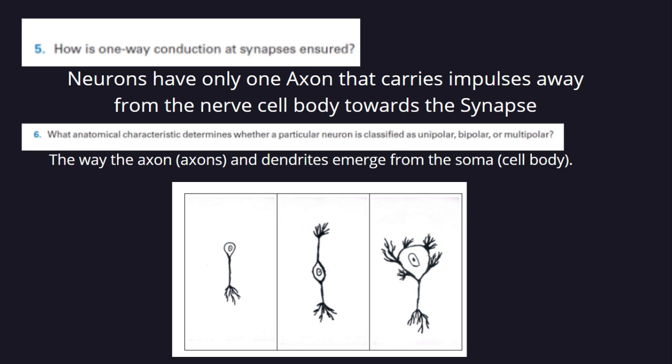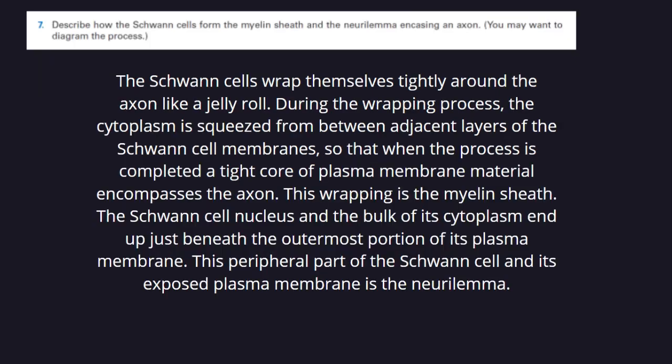Number 6. What anatomical characteristic determines whether a particular neuron is classified as unipolar, bipolar, or multipolar? The way the axon or axons and dendrites emerge from the soma or cell body. Number 7. Describe how the Schwann cell forms the myelin sheath and the neurilemma encasing an axon. The Schwann cell wraps itself tightly around the axon like a jelly roll.